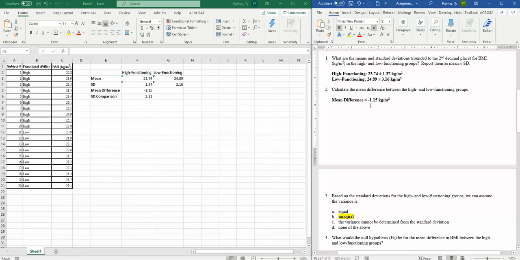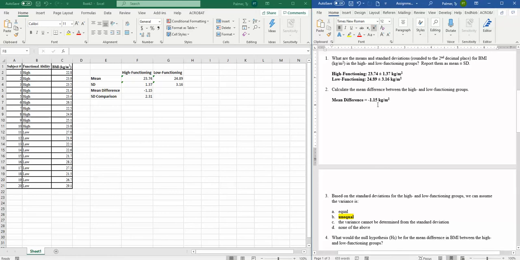This difference that we calculated, if we determine that it isn't statistically significant, that would mean that this difference is just by chance. By chance occurrence, we got a mean difference here of negative 1.15. If we did this exact same study again, let's pretend, we tested a different sample of high and low functioning participants, and maybe we calculate a mean difference of negative 0.75. And then let's say we do another study with a different sample and we calculate a mean difference of negative 1.05. Do you see kind of what I'm getting at here?